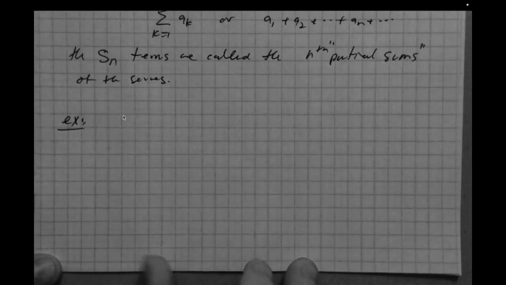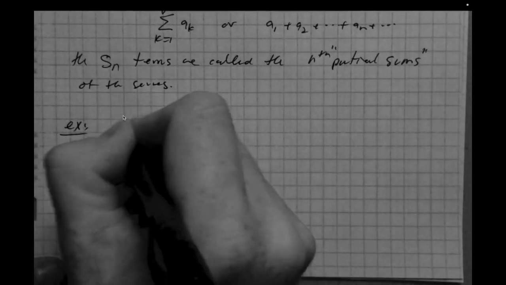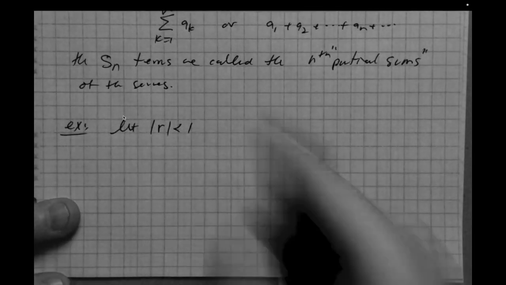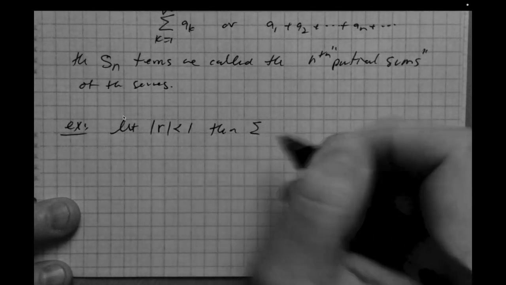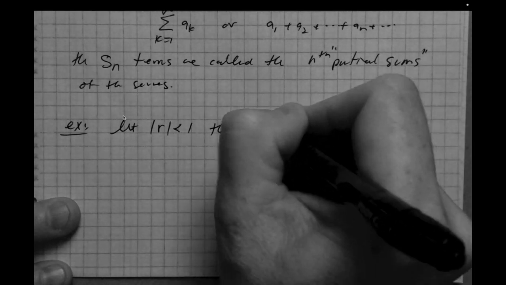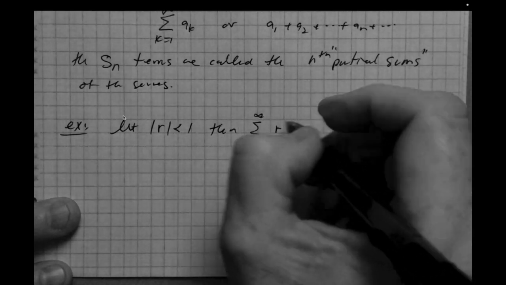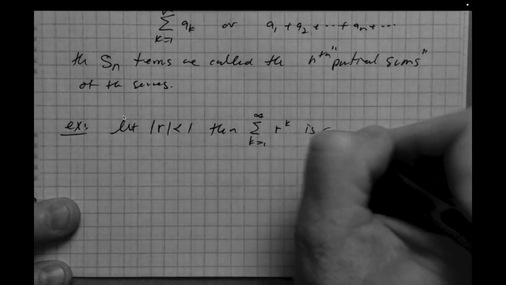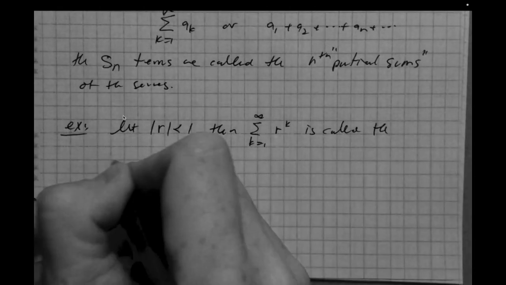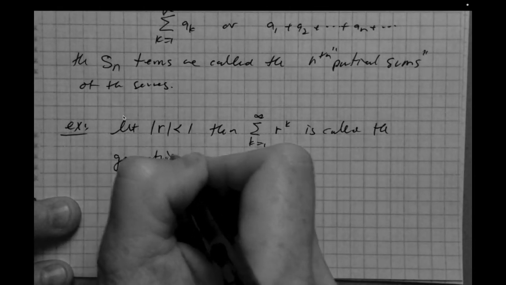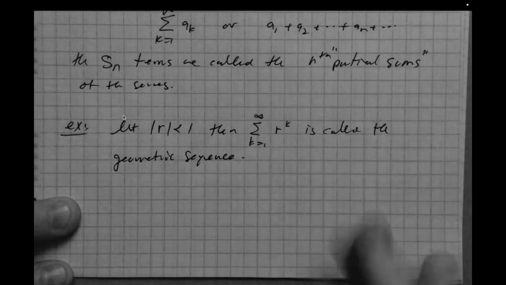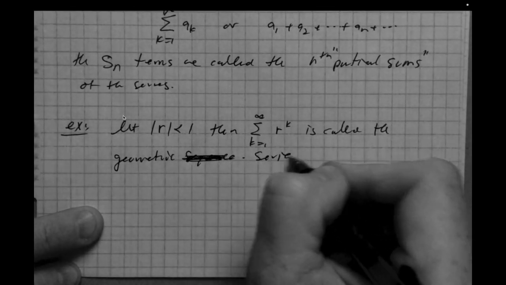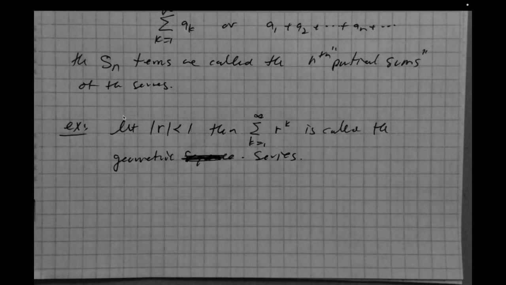A famous example is the geometric series. Let the absolute value of r be less than 1. Then the sum, k equals 1 to infinity of r to the k power, is called the geometric series.